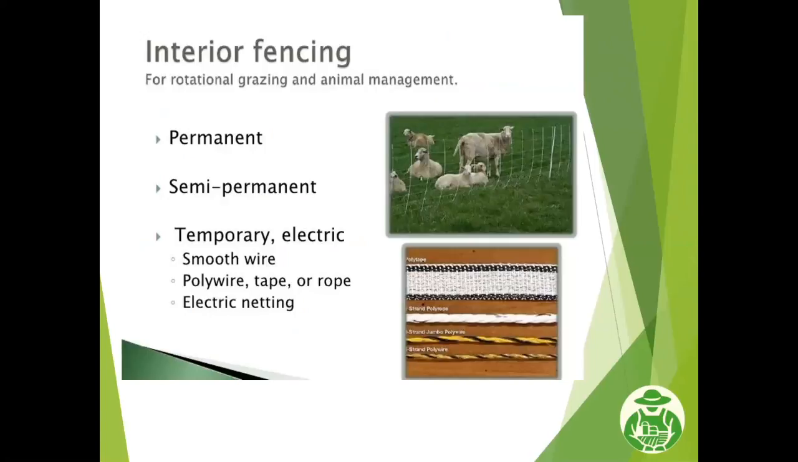Some ideas for temporary fencing could be high tensile or poly wire and poly tape. You can use step-in posts, fiberglass posts, or T-posts. Electric netting can be used. So there are a lot of different ideas, and this is just to introduce you to some fencing materials. There's a lot of research out there on what works best for your property and how easily accessible a lot of this is. So here are some ideas of fencing to use to establish this rotational grazing system.